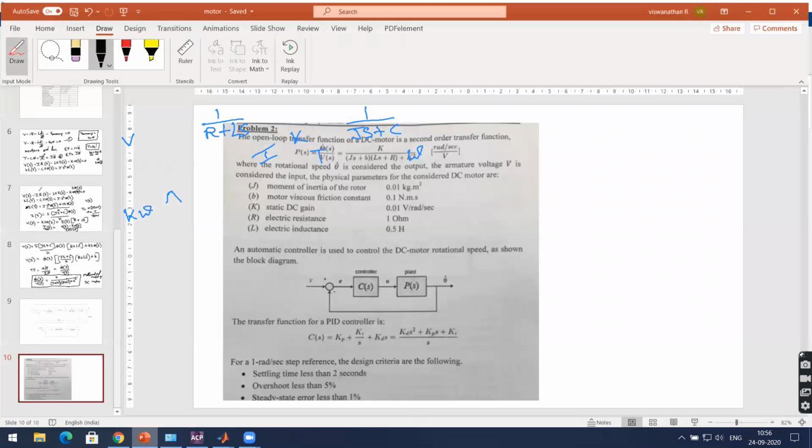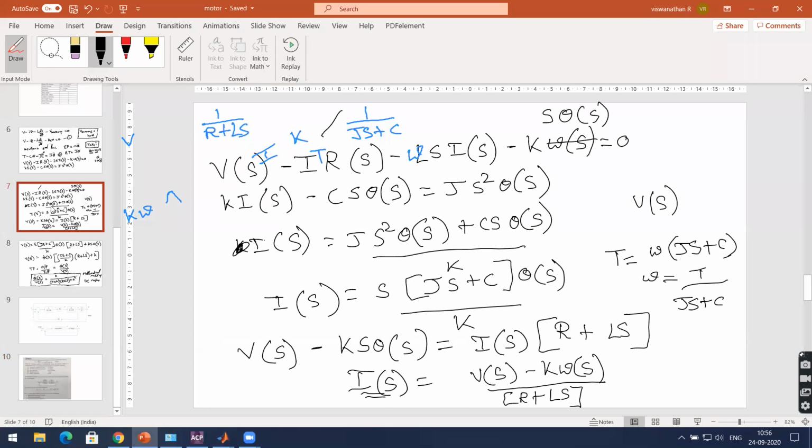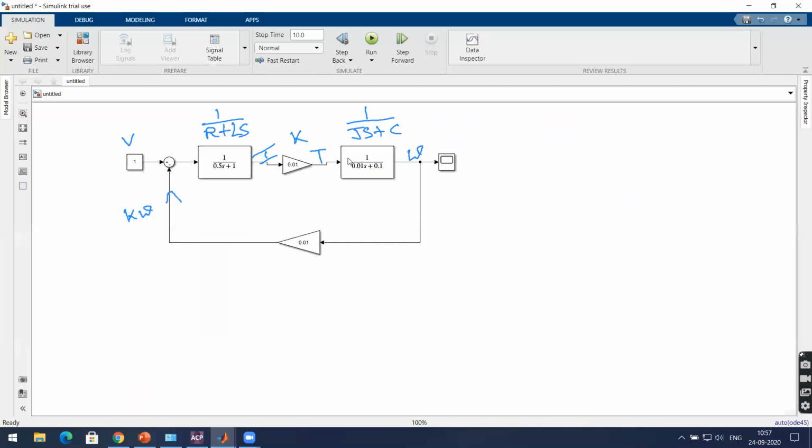Any doubts in these things, from where we got these? Here, K into I is torque. T is equal to S into theta of S, which is omega, so T is equal to omega into Js plus C. So omega will be equal to T divided by Js plus C. That is nothing but T into 1 divided by Js plus C. So that is what we have written here. That will give you omega.